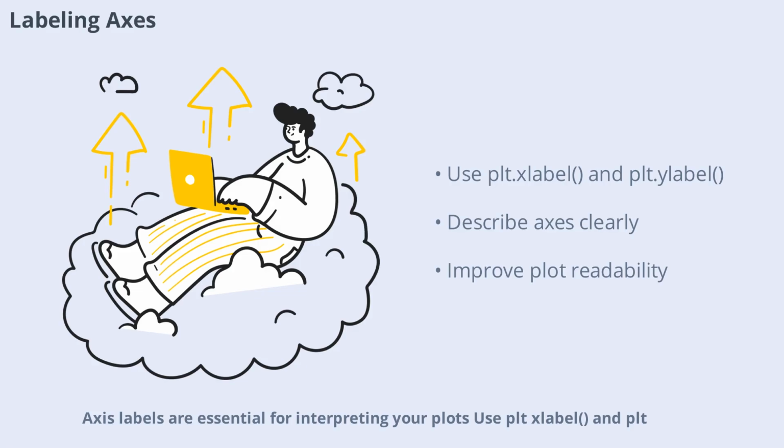Axis labels are essential for interpreting your plots. Use plt.xlabel and plt.ylabel to add descriptive labels to the x and y axes. This ensures that anyone viewing your chart knows exactly what each axis represents. Clear labeling is especially important when sharing your work with others or presenting to a broader audience.